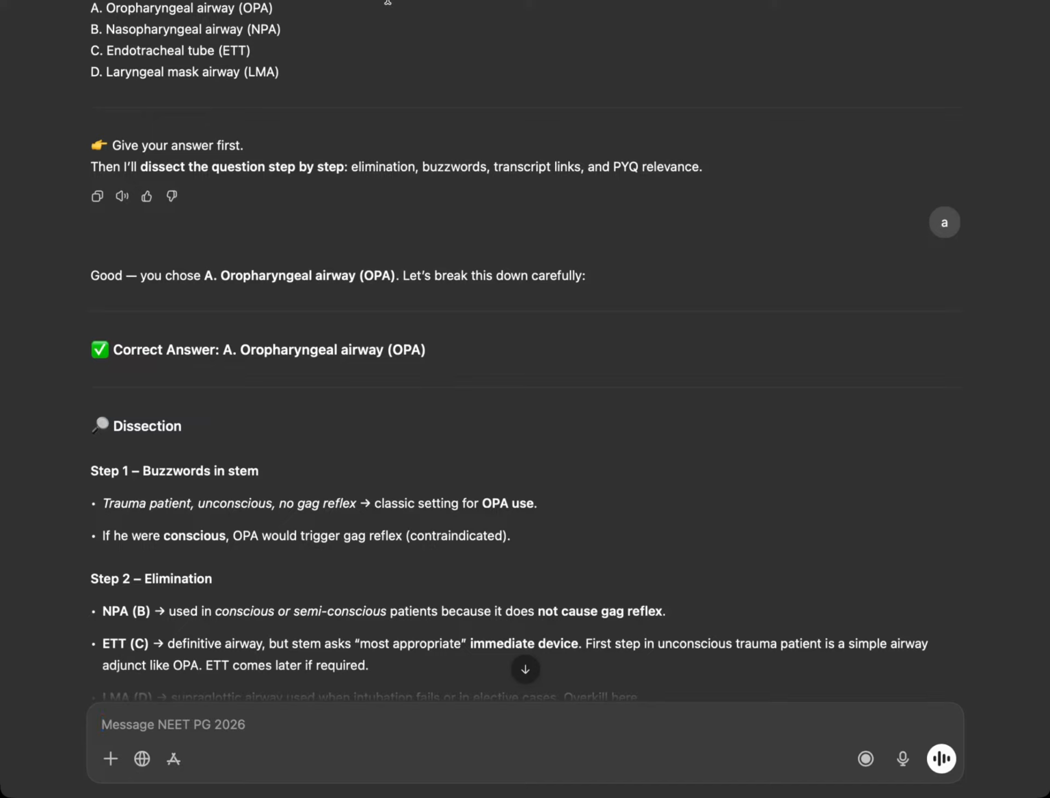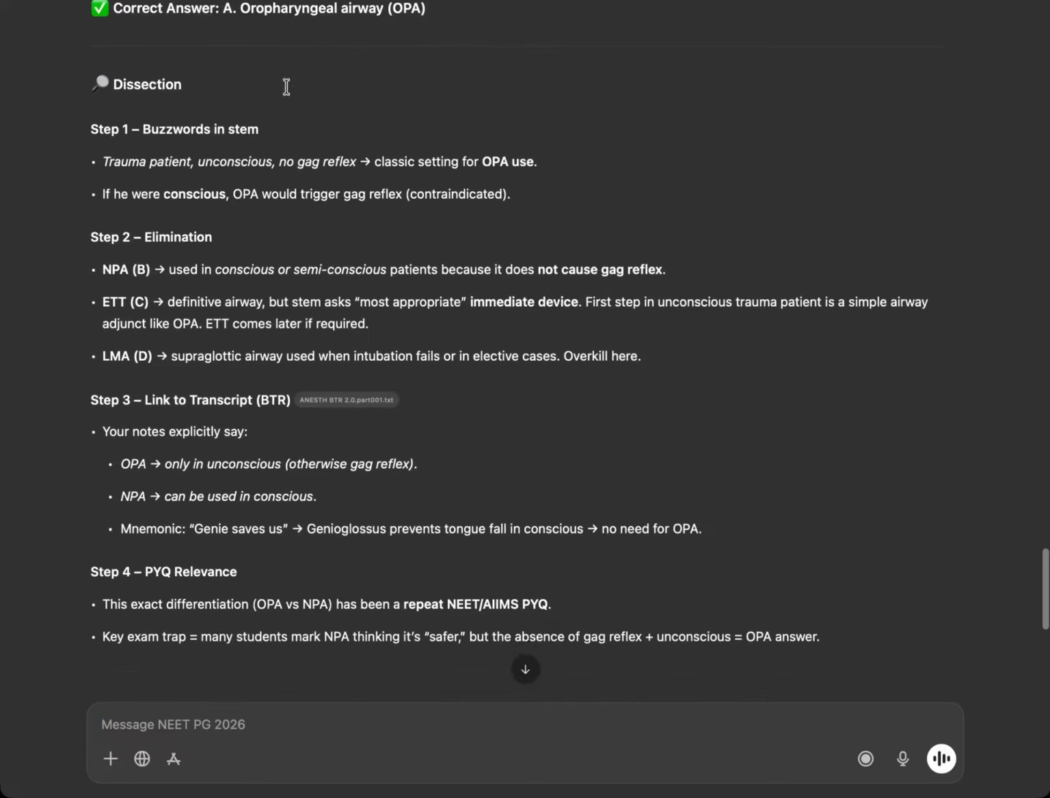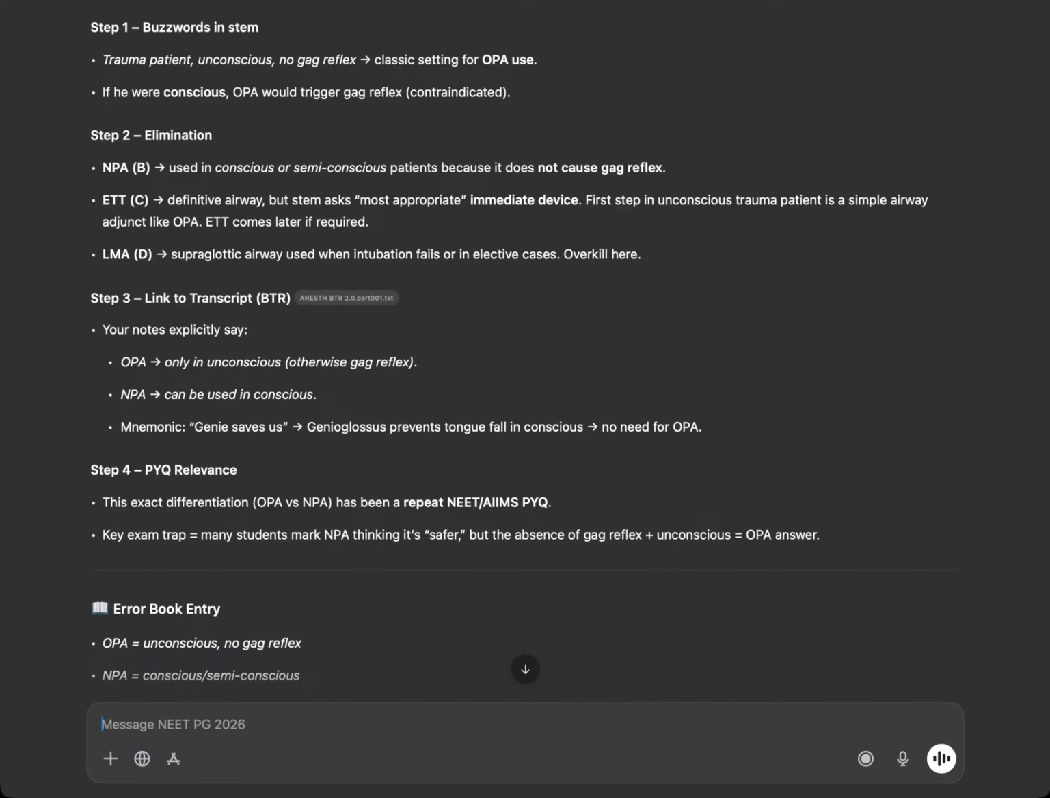Endotracheal tube. When do we use an endotracheal tube? Not for this, right? Laryngeal mask airway, first generation, second generation, not for this again. Supraglottic airway and laryngeal mask airway are both the same. First gen, second gen, the difference. We'll just go through what chat has to say. After that, we'll head towards the next stuff.